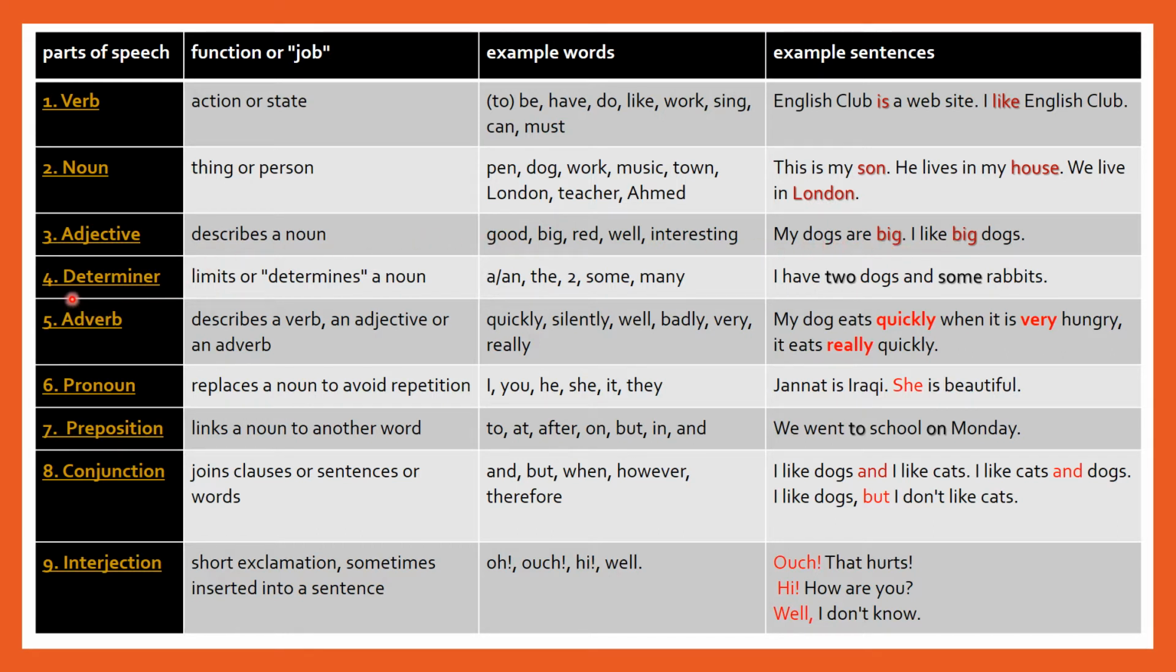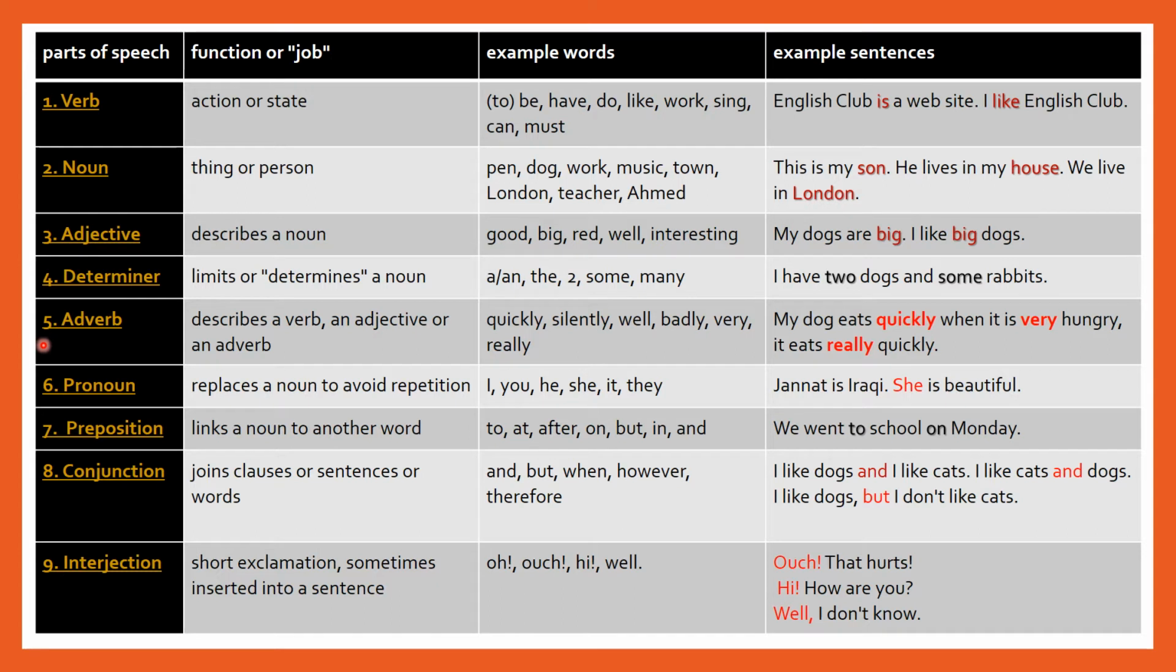The fourth part of speech is determiner. Determiner limits or determines a noun. For example, a, an, the, numbers such as 2, 3, and others, some, and many. Example sentences: I have 2 dogs and some rabbits. In this sentence there are 2 determiners, 2 and some.